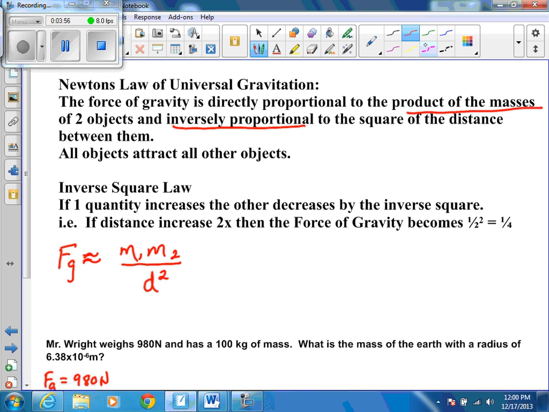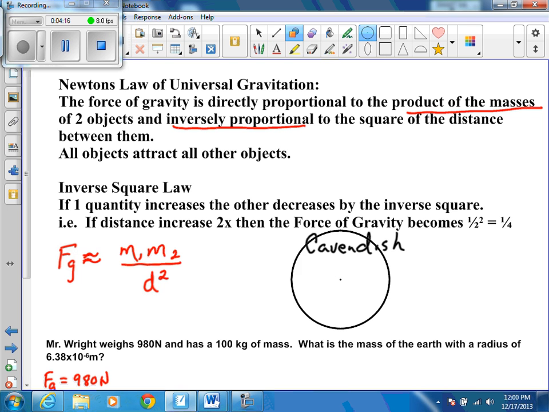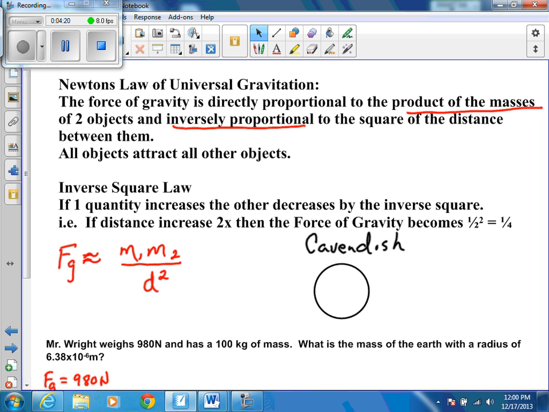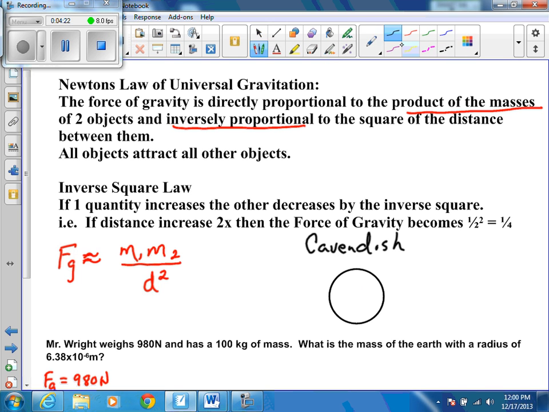Guys, let me go and talk about something else. There were some guys that actually proved this to be the case. And their names were Cavendish and Henri. Cavendish, I can never remember how to spell his name. But Cavendish, what he had was a huge sphere. Let's see if I can draw this. So we have a big old sphere here of lead.